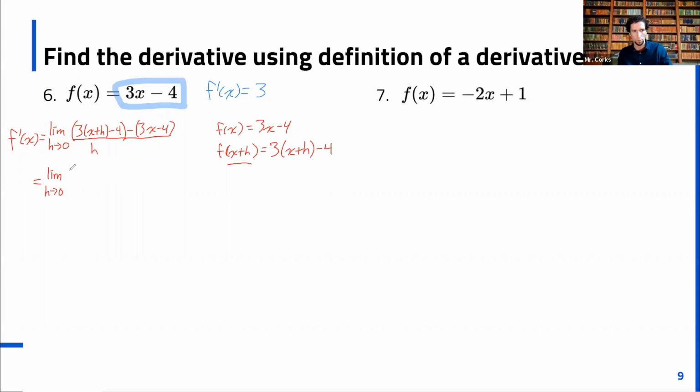Only 3h at the bottom. Well, okay, no eliminating yet. Let's just open up the brackets. That's all I want to do. We're going to do this in lots of steps.